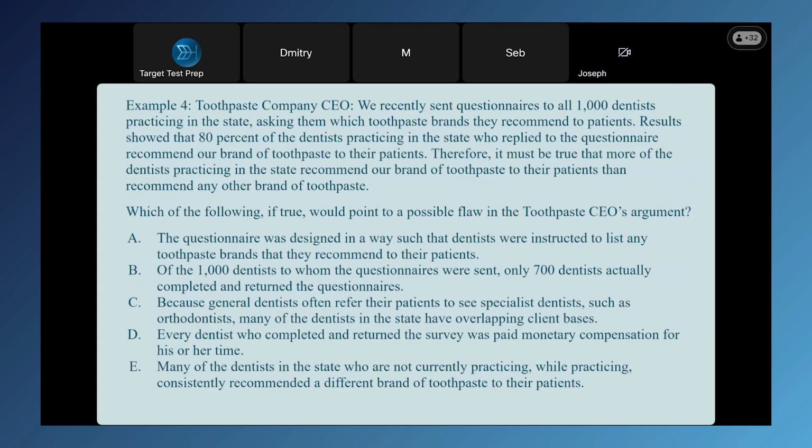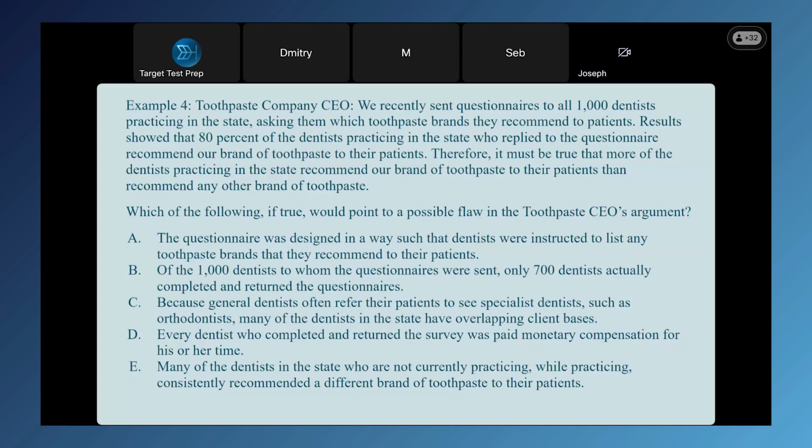Let's look at our answers. The questionnaire was designed in a way such that dentists were instructed to list any toothpaste brands that they recommended to their patients. So if the questionnaire was just like a short answer box and dentists were allowed to list all the brands that they recommend, then they could just list all of the brands. So in America, there's two major toothpaste brands, Colgate and Crest.